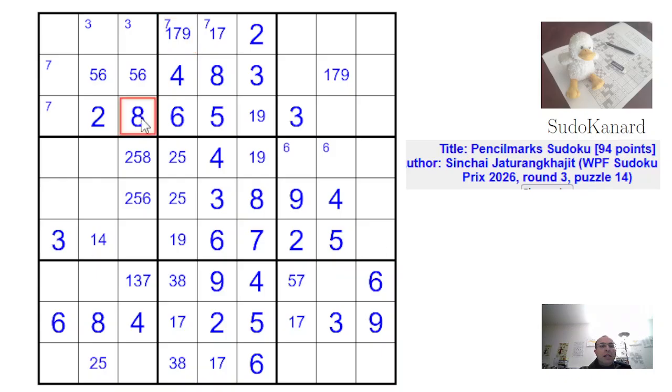This row needs an 8. It's not here, so it's there. 4 is not here, so on this row 4 is there, and this is from 1 and 9.